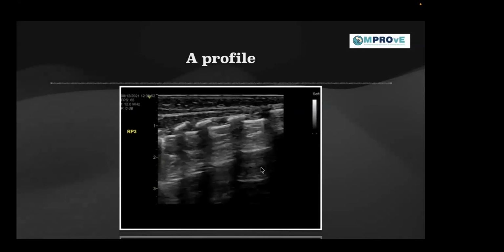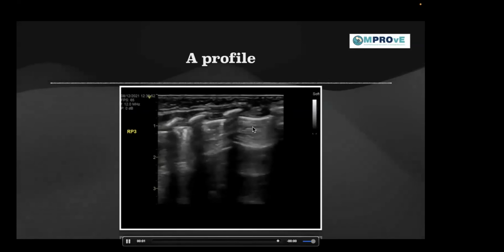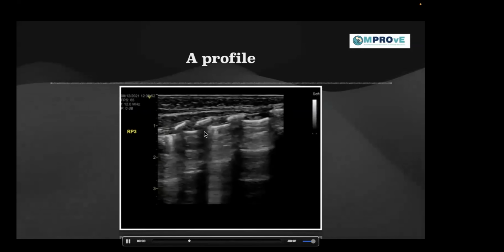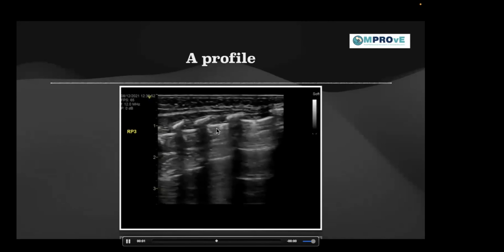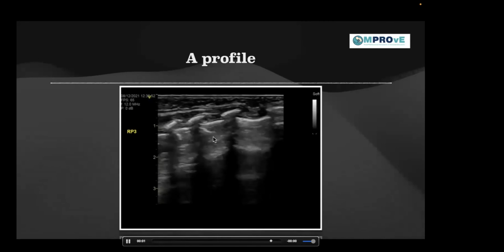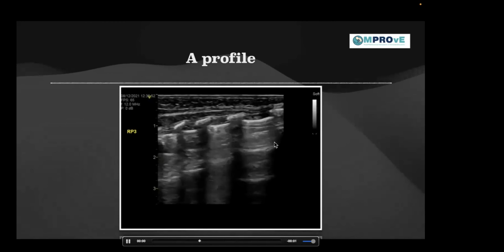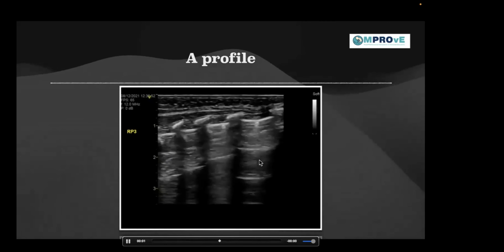Again, same thing. So here, this is A profile with, you can see, a nice pleural sliding. There's a lot of pleural sliding going on. There you can see B lines also coming up, reaching all the way to the bottom of the screen. So again, A profile, or bamboo spine appearance of the A lines.